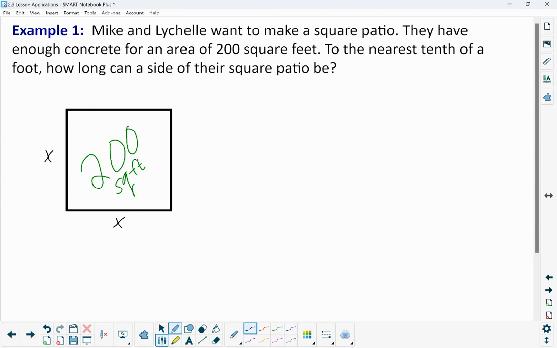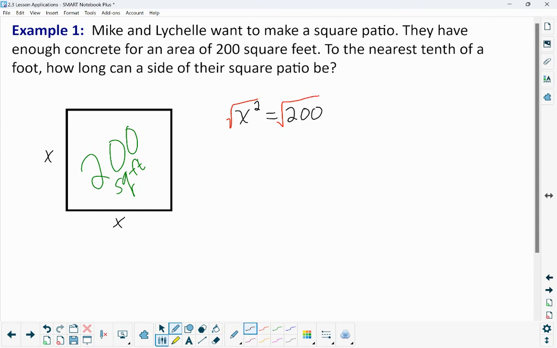So 200 square feet is an area. The area equation for a square or rectangle is length times width. But if the length and the width are the same, as they are on this square, you can write that as the side squared, because x squared is just shorthand for x times x. So we know that the area of this square, which is x squared, must be equal to 200. And so we could solve that by applying a square root to both sides of the equation.